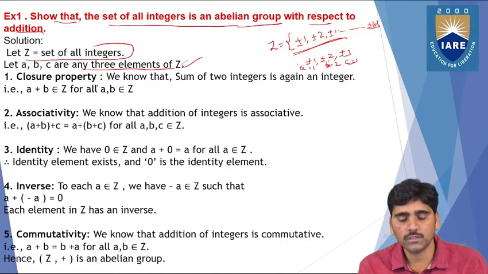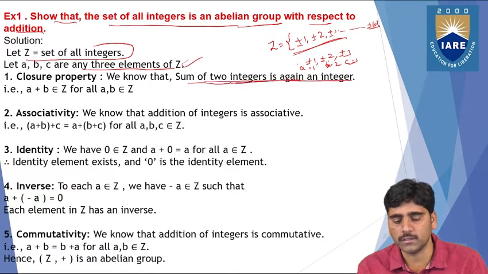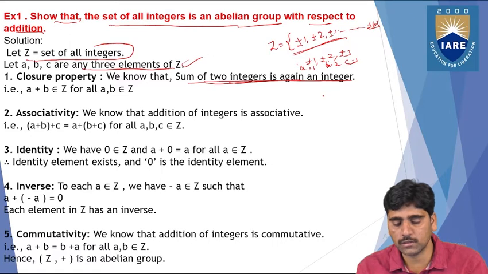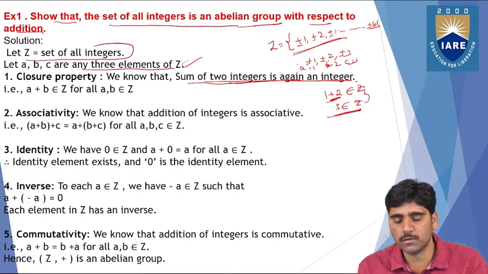And for the closure property, the sum of two integers is again an integer. That is, 1 plus 2 belongs to Z. So 1 plus 2 is what? 3. 3 belongs to Z. So if A, B belong to Z, then A plus B belongs to Z. Then it is said to satisfy the closure property.